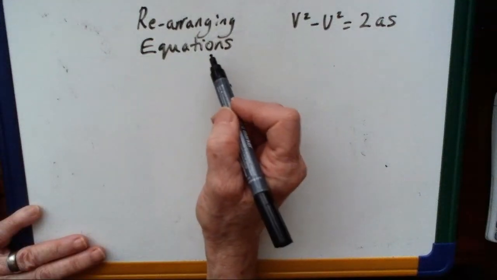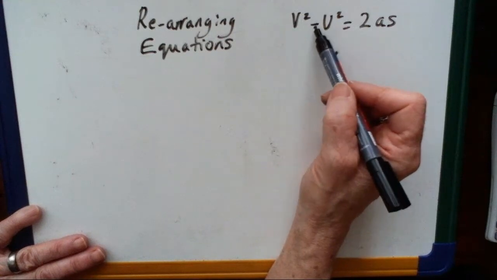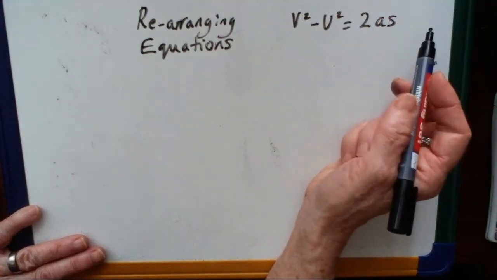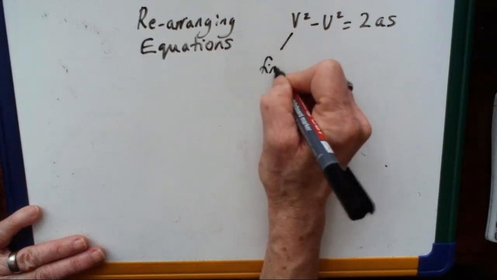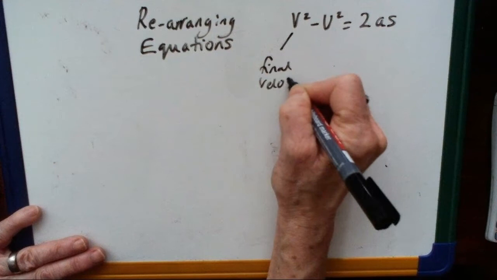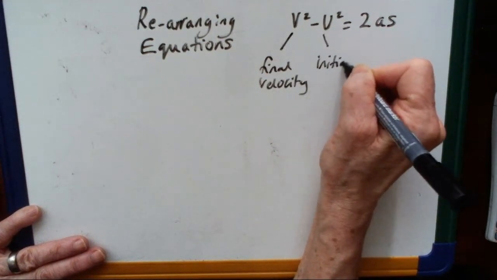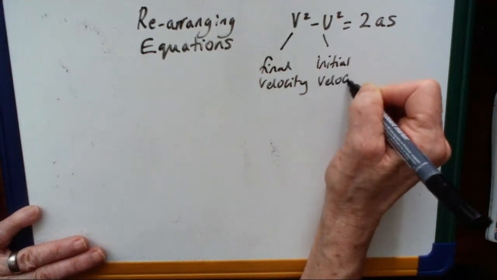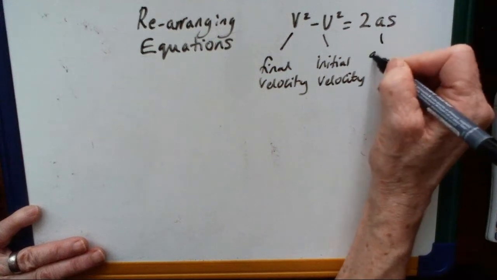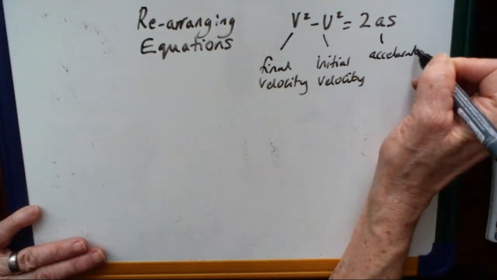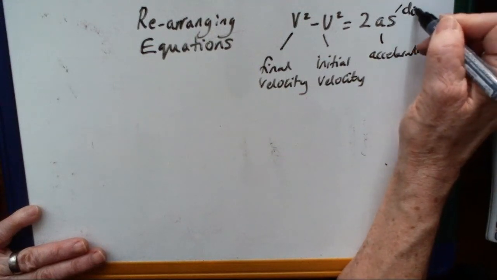Okay, just a quick video to show you how to rearrange the SUVAT equation v squared equals u squared minus 2as. Of course, you need to know that v stands for final velocity, u stands for your initial or starting velocity, a stands for acceleration, and s stands for distance.